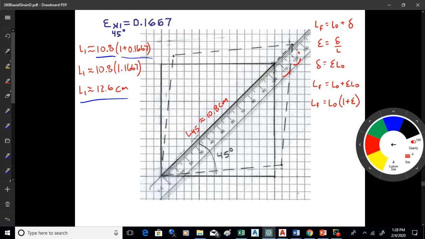And I got that little derivation here of finding the final length, if you know the initial length and the strain. I just put that in there just to remind you of what I'm doing right here.